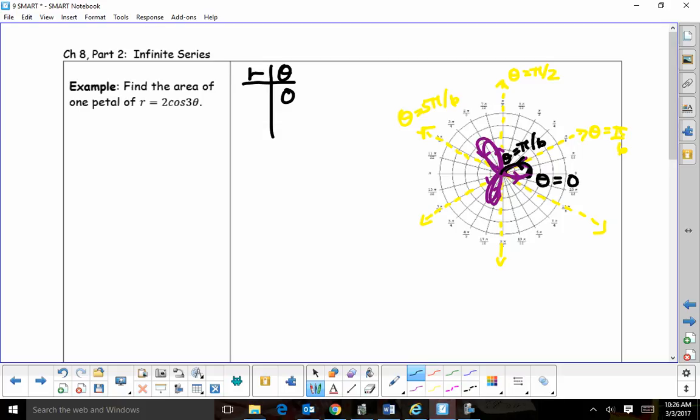And this wants you to find the area of one petal. So I'm just going to go from 0 to pi over 6 to pi. Okay, so keep going. I'm going to tell you, you should get pi over 3 for your answer, which is approximately 1.047. I plugged in 0 and got out 2, and then I knew at pi over 6 I was at 0.